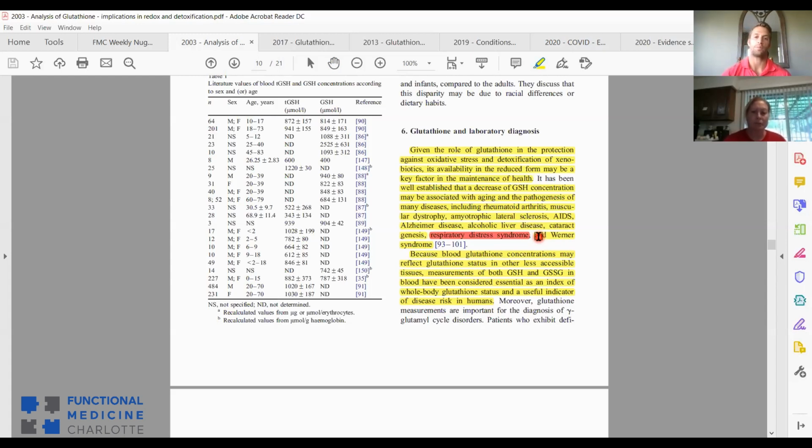It's well known in asthma research that asthmatics have a deficiency in lung levels of glutathione, and giving glutathione to asthmatics helps reduce the asthma and/or eliminate it totally. So glutathione plays a huge role in the lungs, a huge role in respiratory distress syndrome, and therefore acute respiratory distress syndrome, and therefore COVID. So we need to be looking at that.